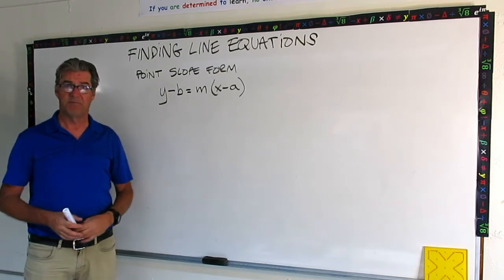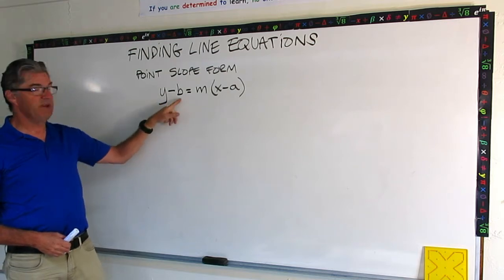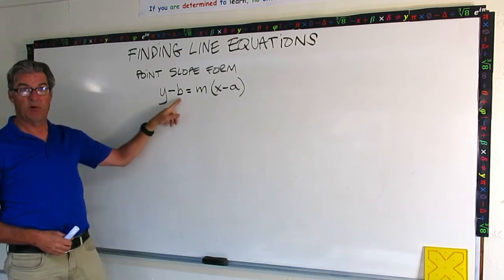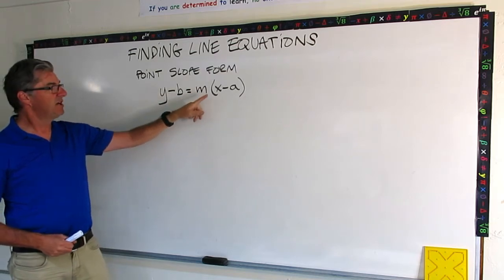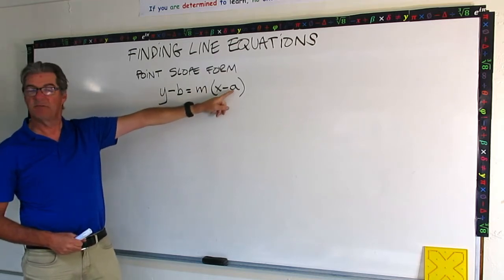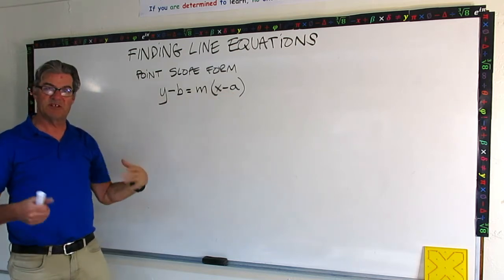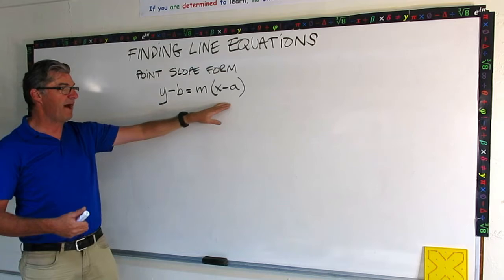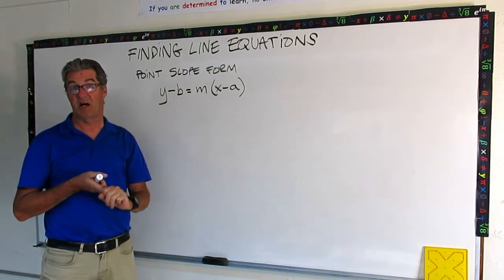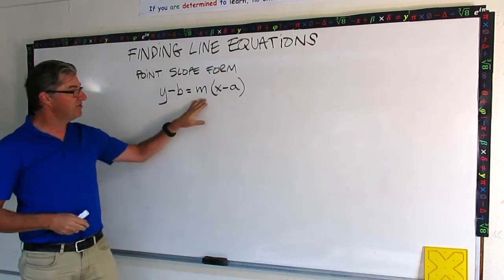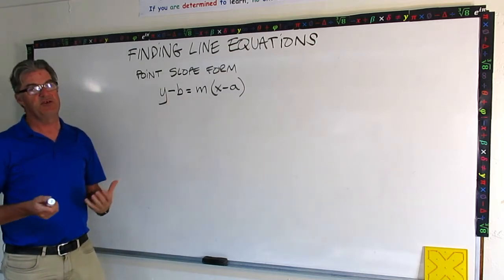So let's get started. So here's our point slope form. y minus b, which is the y-coordinate of some point that we already know, equals the slope, which we already know, times x minus a, which is the x-coordinate of some point we already know. And so this format lets us come up with a line equation when we know the slope and one point that's on that line. So what we're going to do now is rearrange this equation into another form that's nice and easy to do your plug-in step.